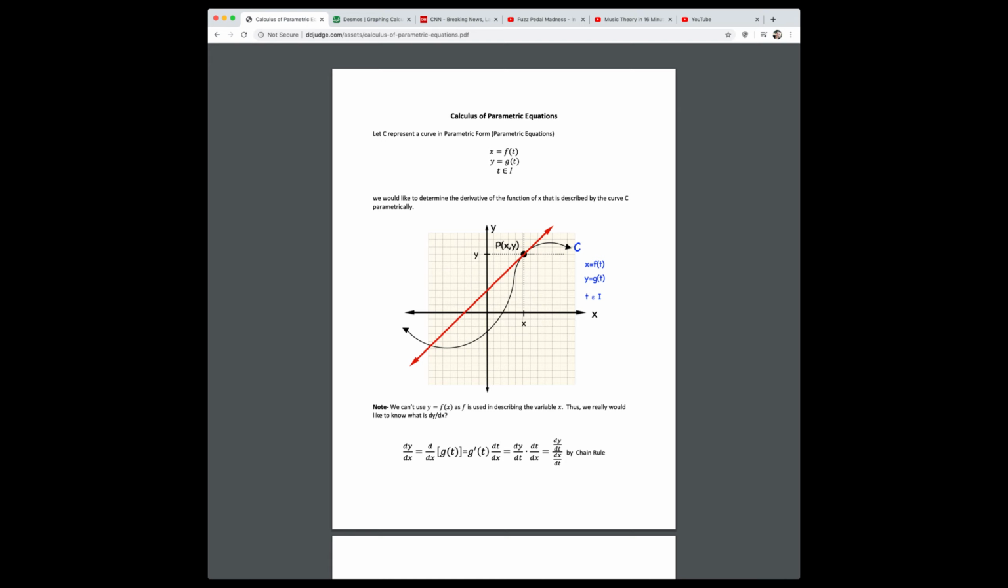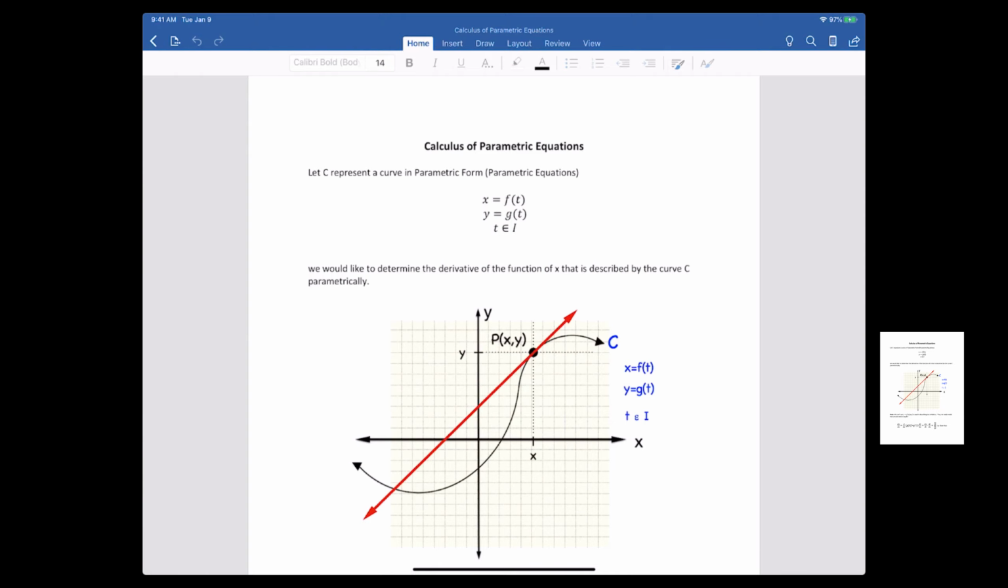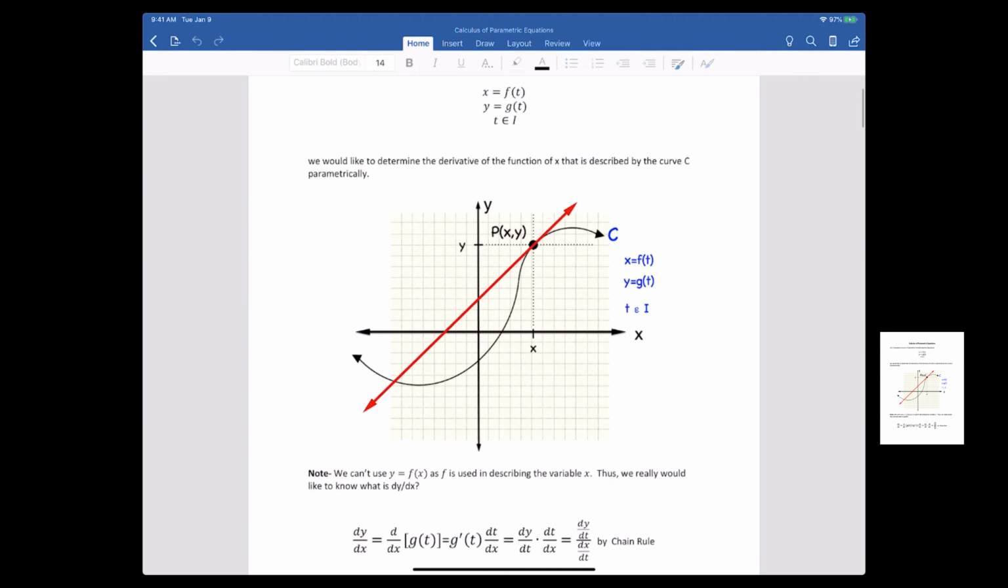So let's go to the iPad and see if we can enter this here. Sure enough, we do have this here. This is a curve. I do not use y equals f of x, because f is taken here already. So we can't use that.